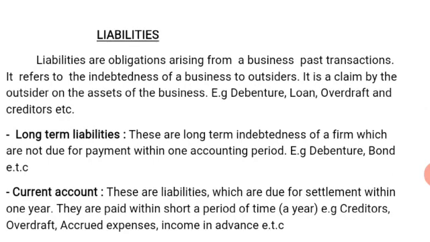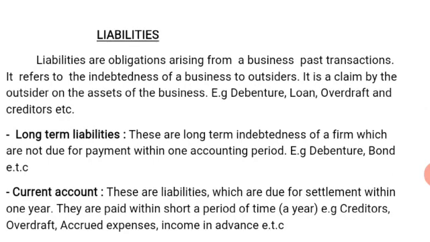Having talked extensively about assets of a business, now let us look at the liability side of the balance sheet. What do we mean by liabilities? Liabilities are obligations arising from a business's past transactions. It refers to the indebtedness of a business to outsiders.